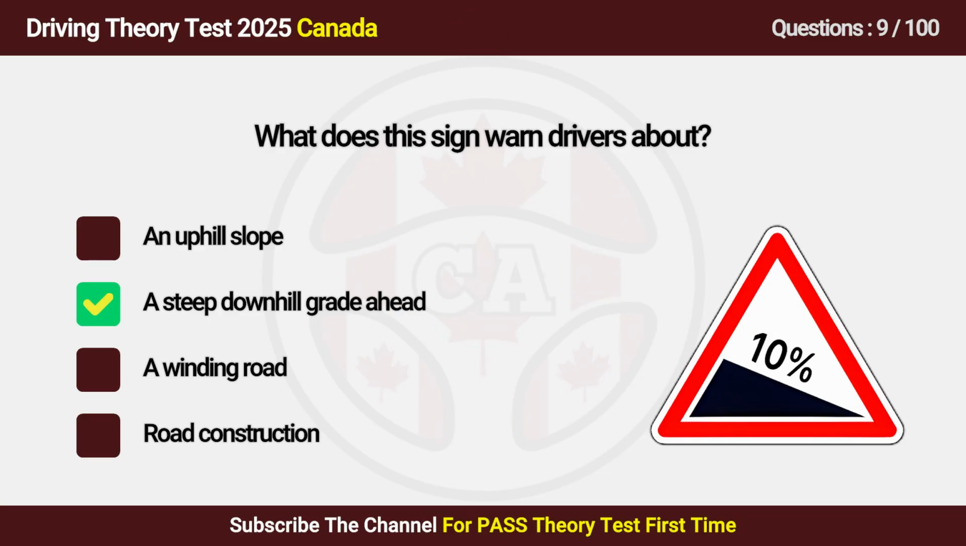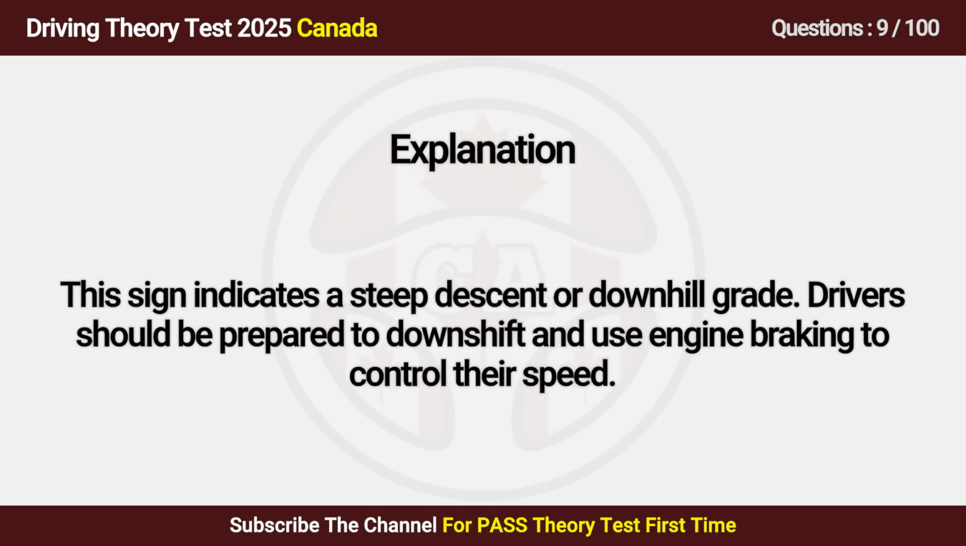Answer is B, a steep downhill grade ahead. This sign indicates a steep descent or downhill grade. Drivers should be prepared to downshift and use engine braking to control their speed.